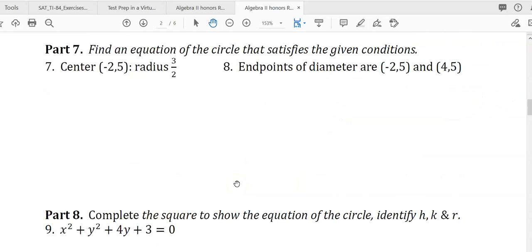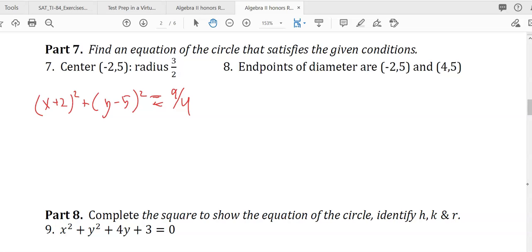Find an equation of the circle that satisfies this. So the center, so this would be x minus h, so x minus negative 2, x plus 2, plus y minus 5 squared equals 3/2 squared, which is 9/4.